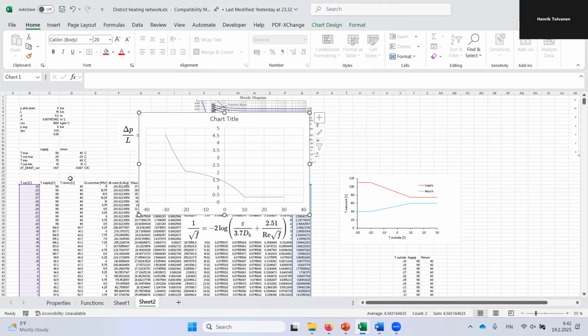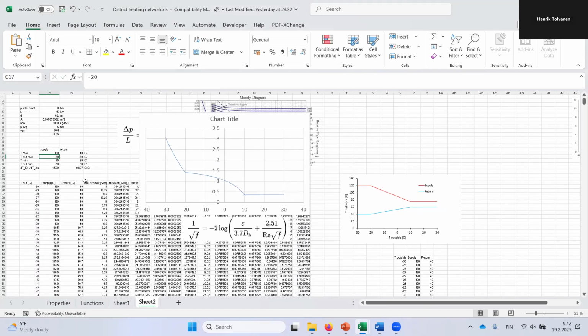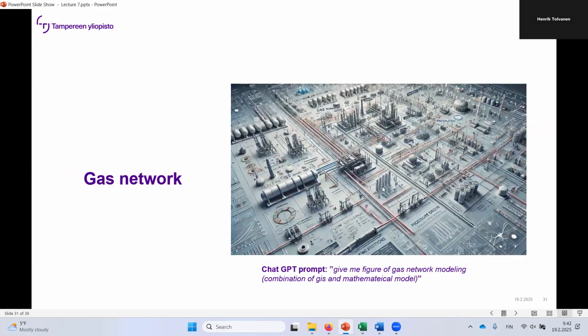And if you start changing these values in this Tmax, so let's put Tmax to 120, it changes the system. So that's what we are going to be looking at tomorrow and on Friday.